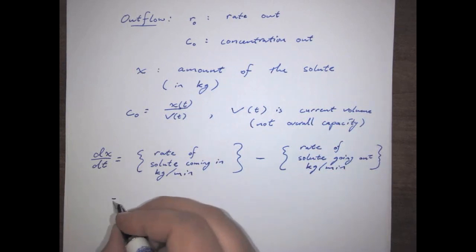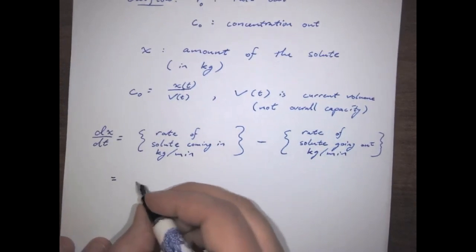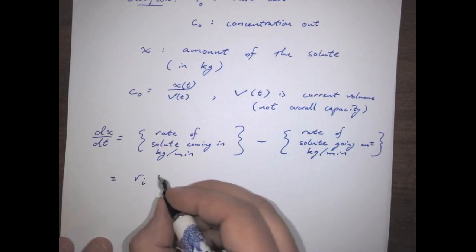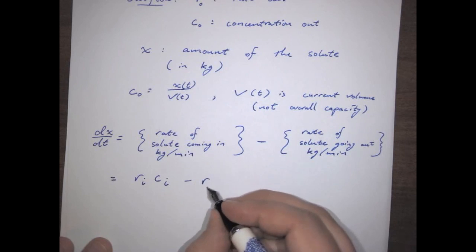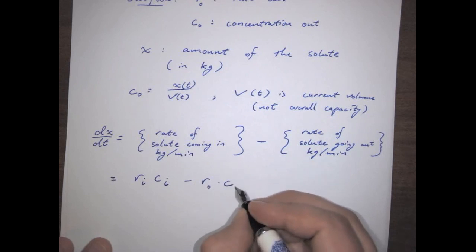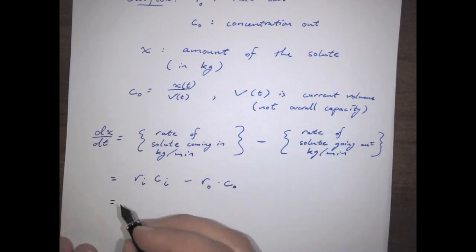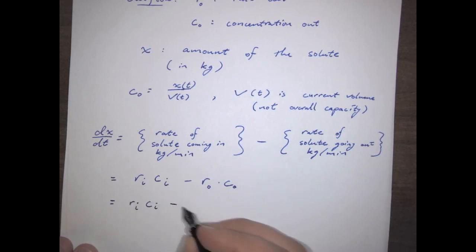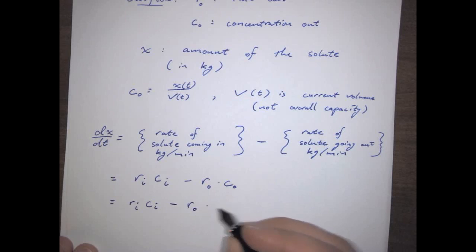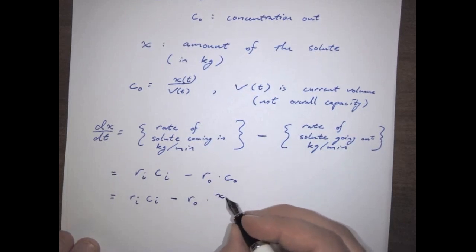And that then would be the rate in times the concentration in minus rate out times the concentration out. But here that's going to be rate in concentration in minus rate out times X over V.